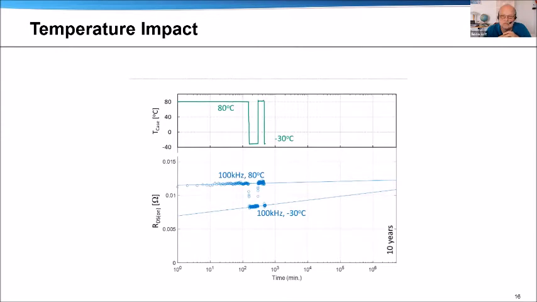Is this a DC voltage application, Alex, or are you switching? This is hard switching. This is an ultra hard switching test. The JEDEC double pulse testing.